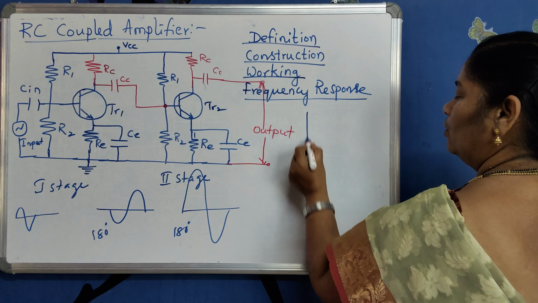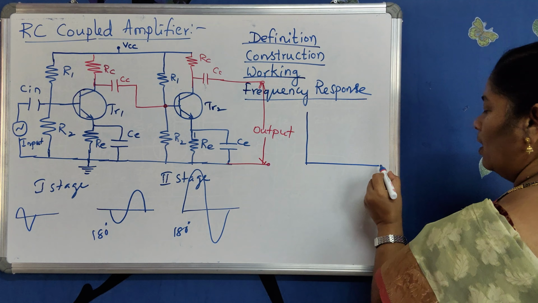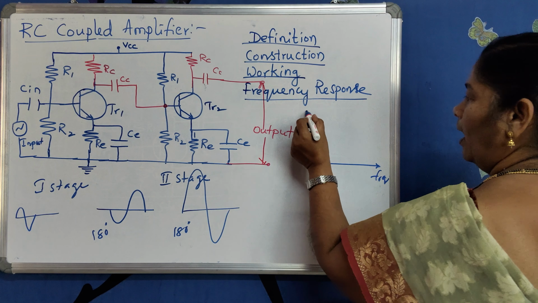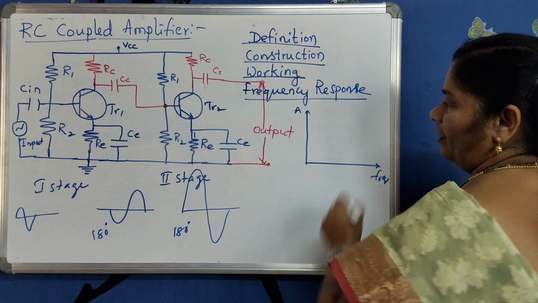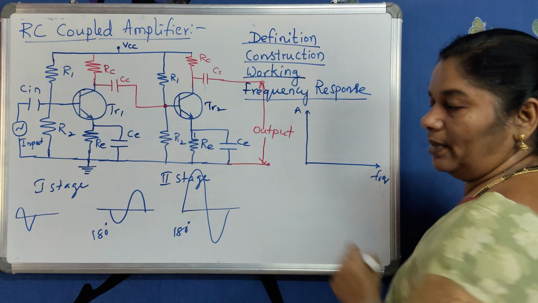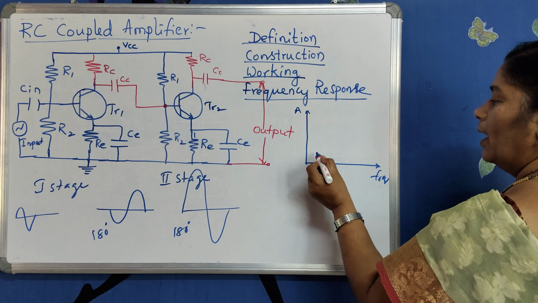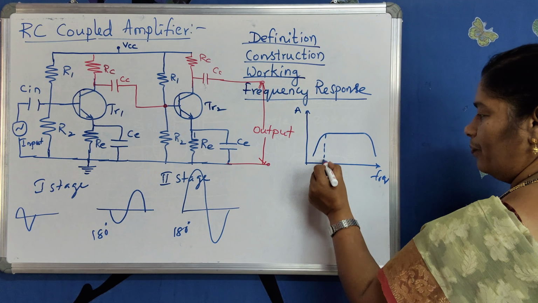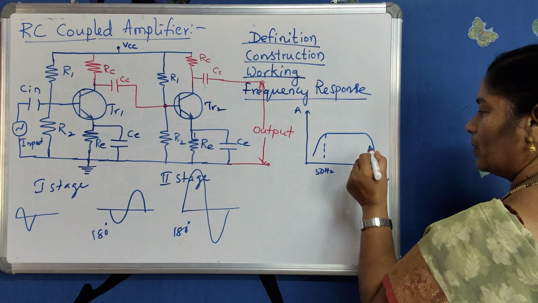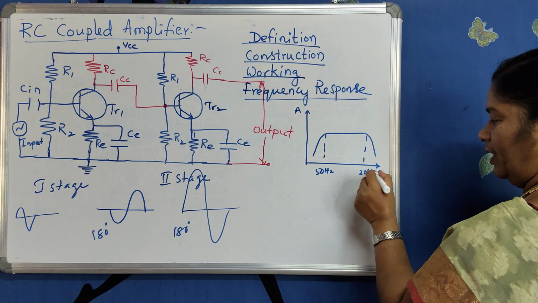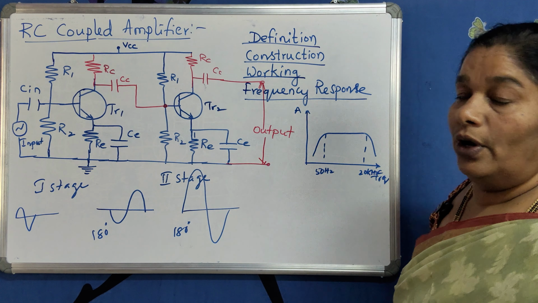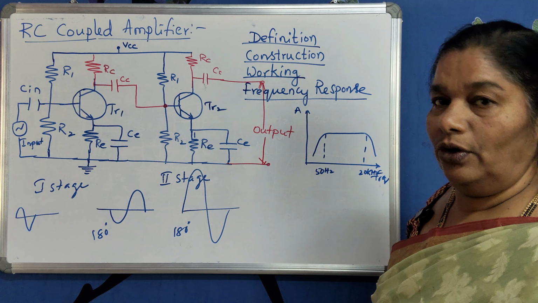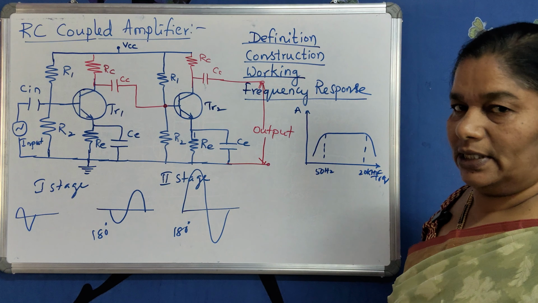When you look at the RC coupled amplifier, you have to draw the graph between the frequency and the gain of the amplifier. It may be denoted by A or G. Here it will have a very flat response from 50 hertz to 20 kilohertz, which is roughly equal to the audio range, which is 20 hertz to 20 kilohertz.